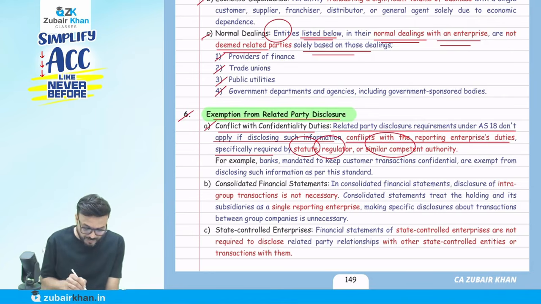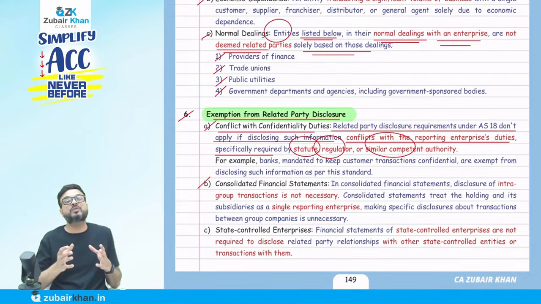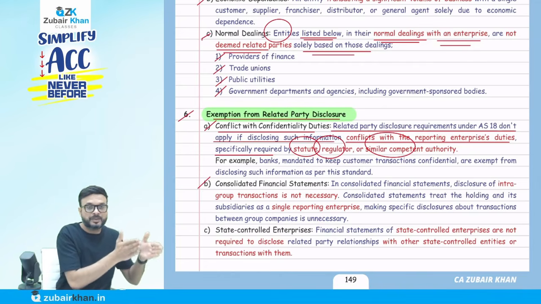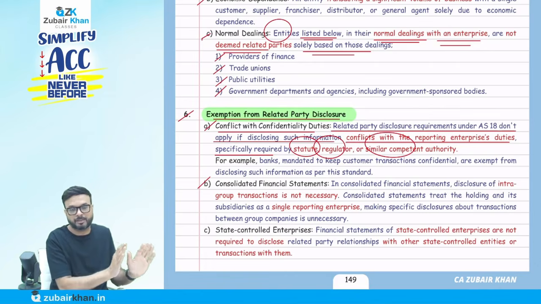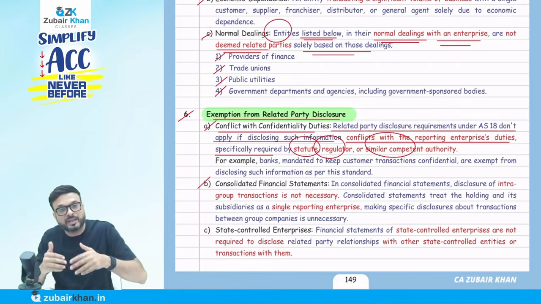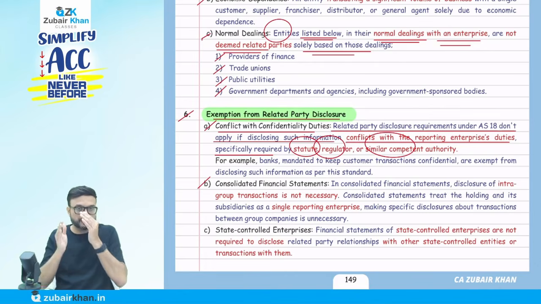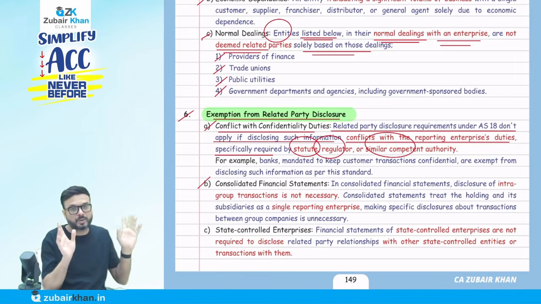In the case of a consolidated financial statement, individually, we understand the holding company, when it prepares its financial statements, will disclose all the transactions it has with the subsidiary company, the related party. The subsidiary company, when it prepares its individual financial statements, has to disclose all the transactions it has with the holding company because they are related.